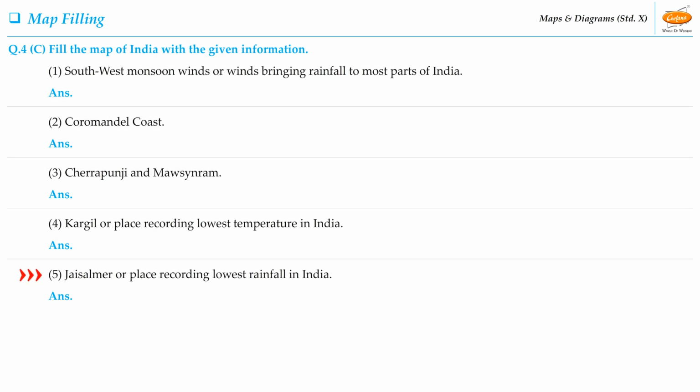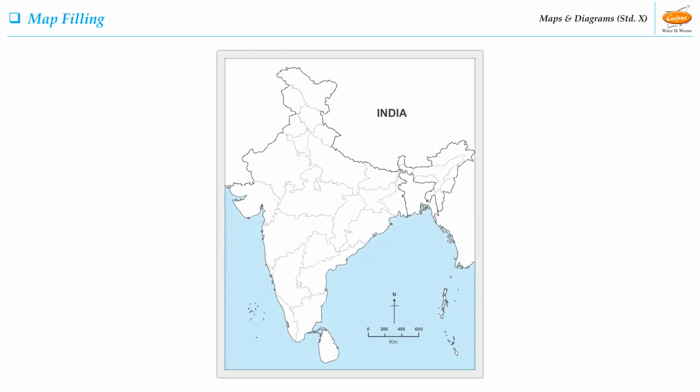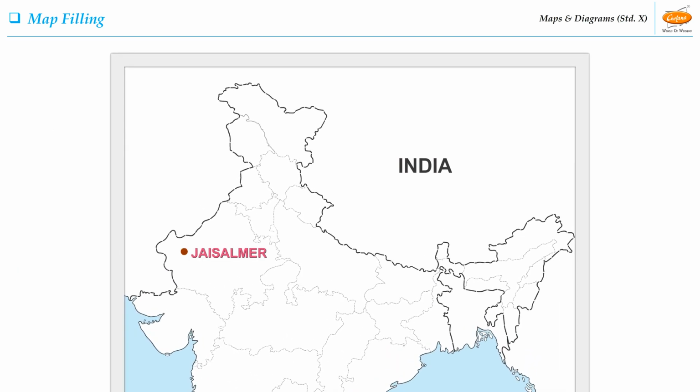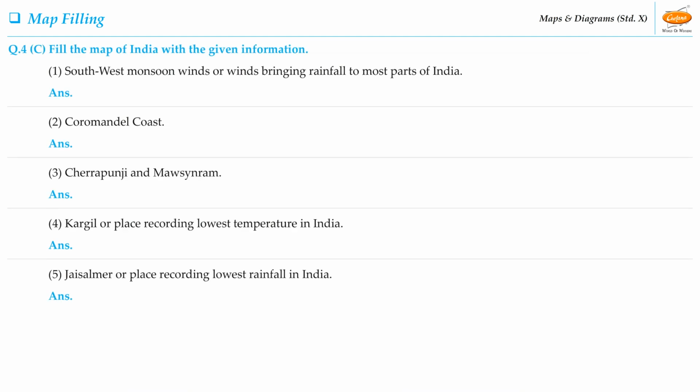Students, let's see the last question of this activity. Mark Jaisalmer, or the place recording the lowest rainfall in India. Students, the highlighted area visible on the screen is Jaisalmer, or the place recording the lowest rainfall. So students, with all these questions, we have completed our map filling activity.